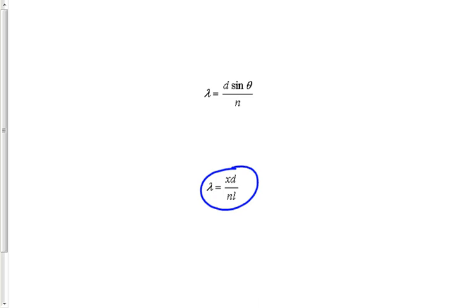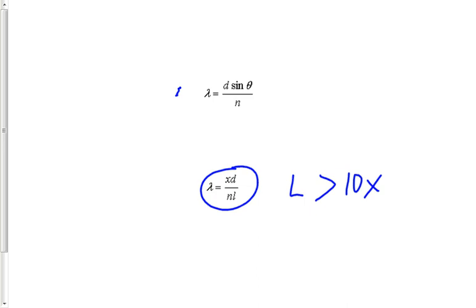You know what, though? I don't want to calculate the angle every single time. If I'm going to calculate the angle every single time, then I might as well just use this equation to begin with, right? So how am I going to know whether it's valid or not? The rule of thumb that I want you to use is this. If L is greater than 10 times X, we're good to go.